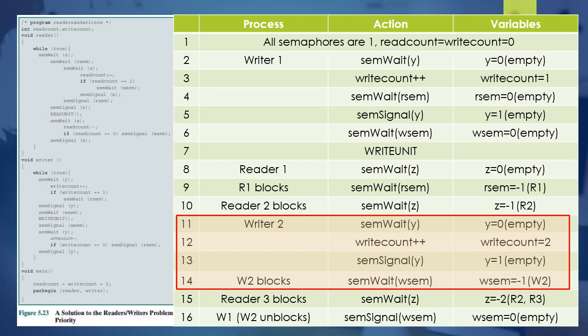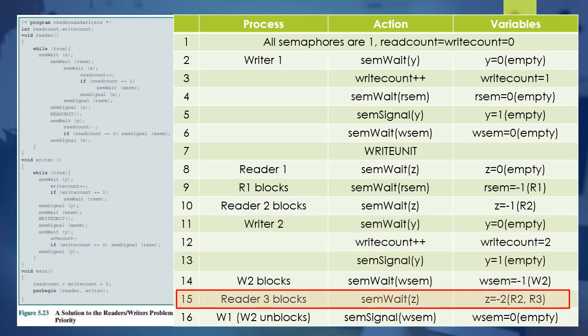Writer 1 is writing. Reader 1 is in the queue of RSEM. Reader 2 is in the queue of Z. Writer 2 is in the queue of WSEM. Reader 3 comes into the system, does a wait on Z. Z becomes -2. Reader 3 blocks in the queue of Z behind R2.